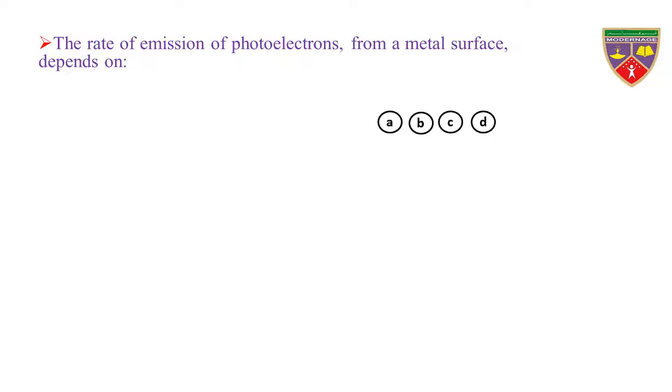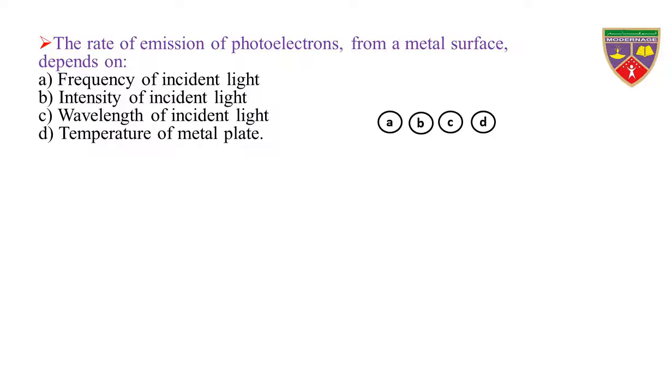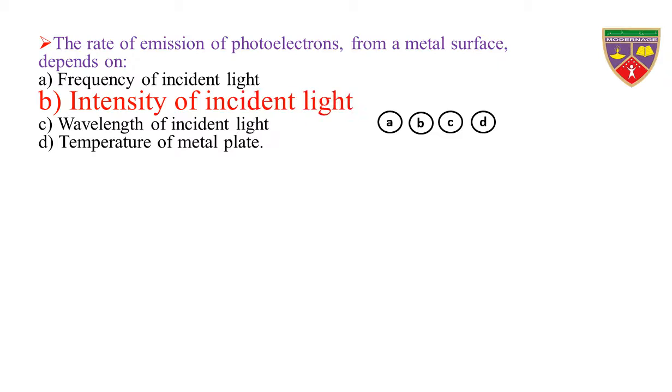The rate of emission of photoelectrons from a metal surface depends on: option A, frequency of incident light; option B, intensity of incident light; option C, wavelength of incident light; option D, temperature of metal plate. The key is intensity of incident light. Therefore, the correct option is B.